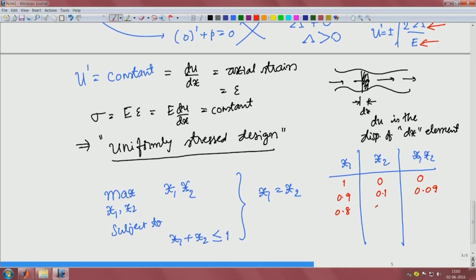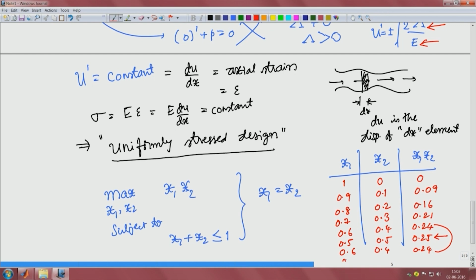Then I put 0.8, 0.2, each time making sure that I use up the resource, that is 1. This will become 0.16, slightly more, it is increasing. Then we have 0.7, 0.3, that will become 0.21, then 0.6, 0.4, that is 0.24, and then I have 0.5 and 0.5, that will be 0.25. So far that is a maximum. See what happens when I go to 0.6 and 0.4, then I get back down like these two.